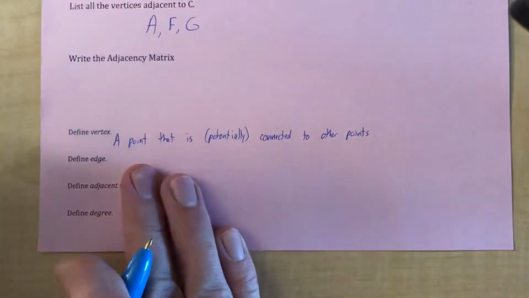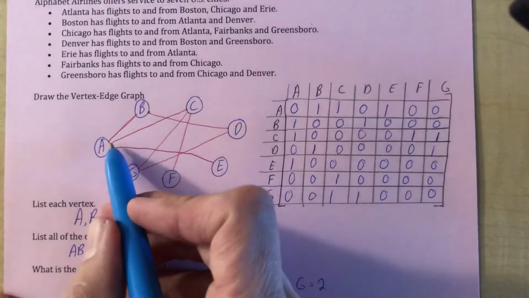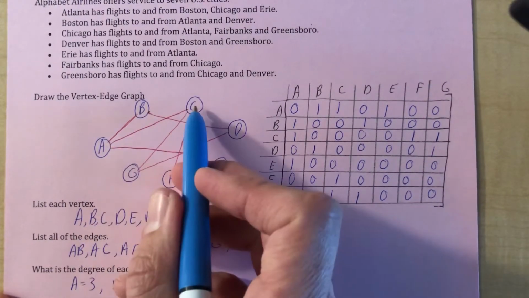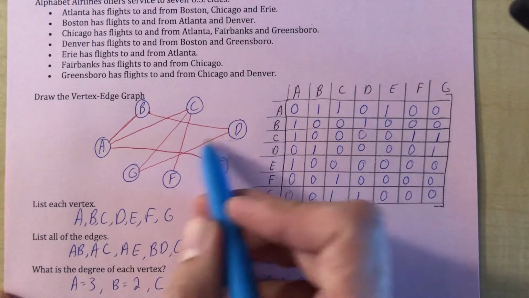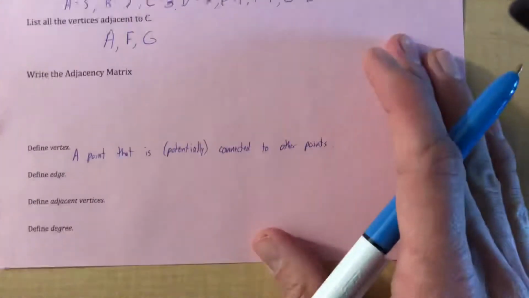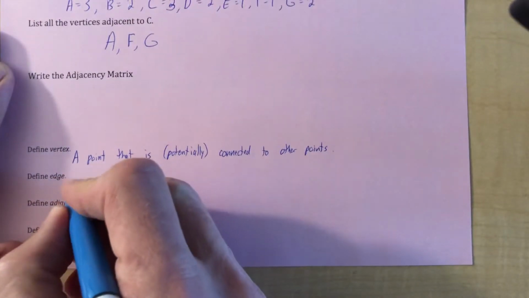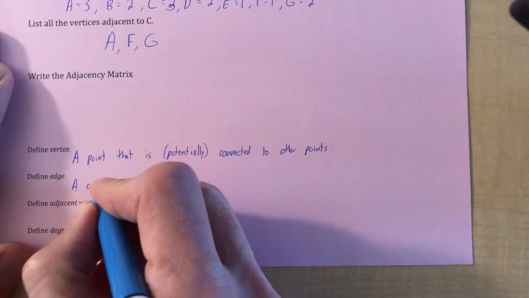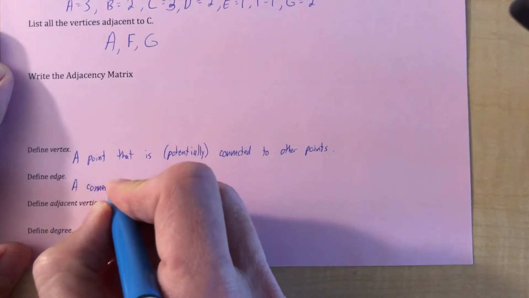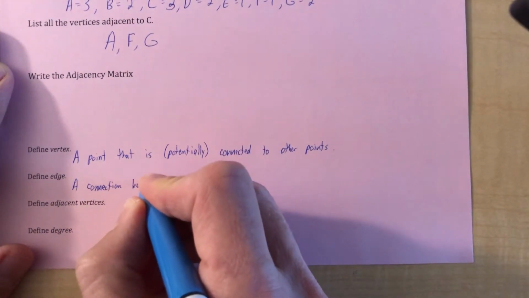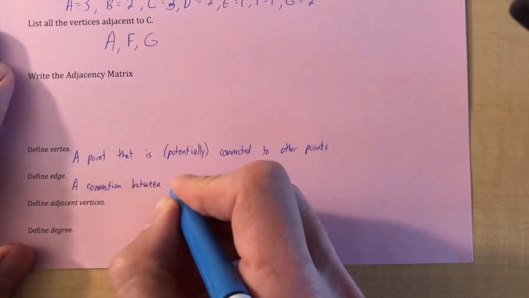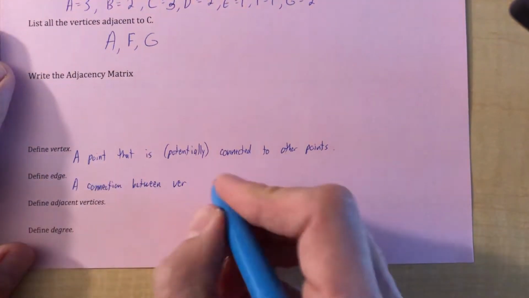So here it is. In our context, it was a city. So A was connected to B, and A was connected to C, and A was not connected to D, but it had the potential to be. Okay? An edge is a connection between vertices, that's plural for vertex.